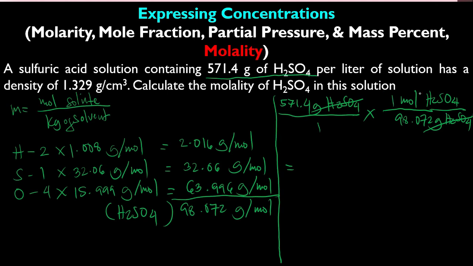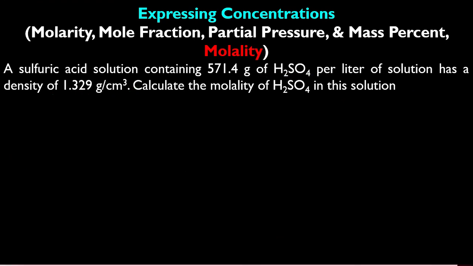So 571.4 times 1 mole divided by 98.072. We round off to three significant figures. That will be 5.83 moles of dihydrogen sulfate. So we now have the moles of our solute. Check. The next thing that we are going to get is the kilograms of the solvent. How are we going to get that one?